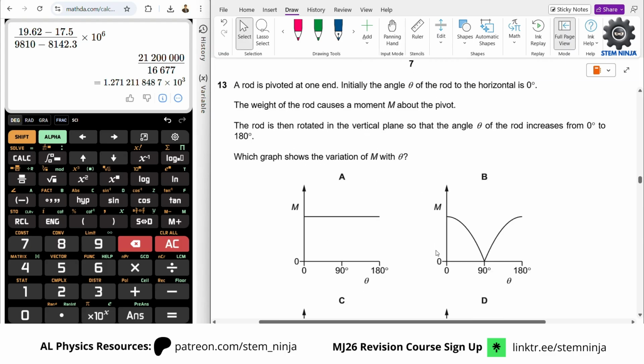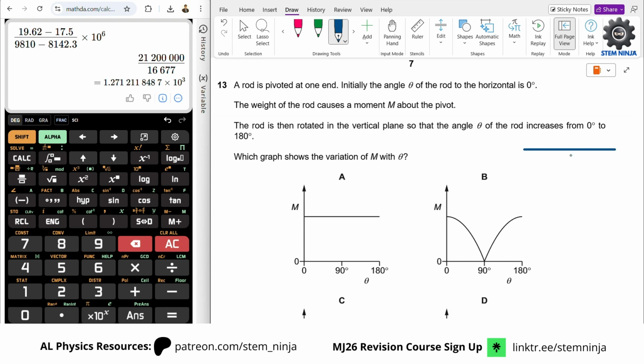Right, okay, moving on. A rod is pivoted at one end. Initially, the angle theta of the rod to the horizontal is 0 degrees. The weight of the rod causes a moment M about the pivot. The weight is W, but the rod is then rotated in a vertical plane so that the angle theta of the rod increases from 0 degrees to 180 degrees. Which graph shows the variation of M with theta?